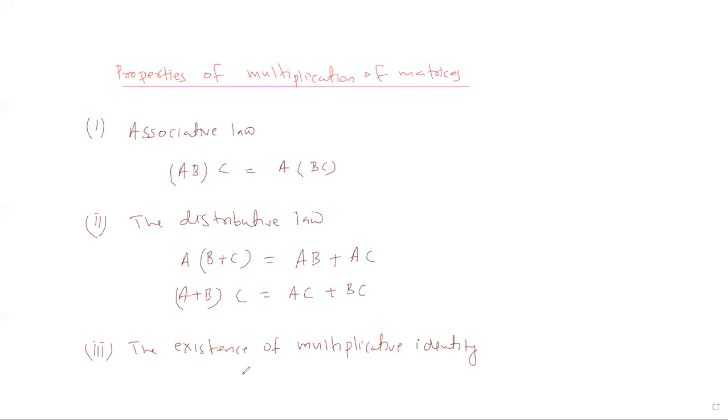But उसके पहले existence of multiplicative identity मतलब for any square matrix, not for any matrix, for any square matrix A, there is a matrix I such that A into I, or I into A, that will be A itself. There exists a matrix I मतलब आइडेंटिटी मैट्रिक्स.